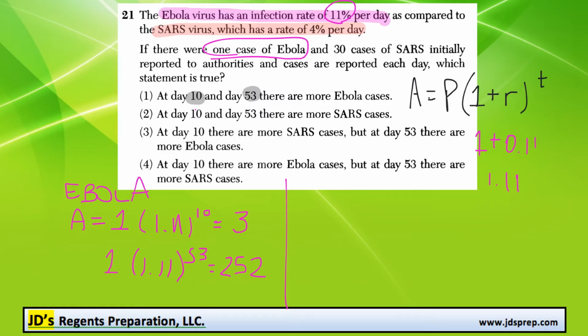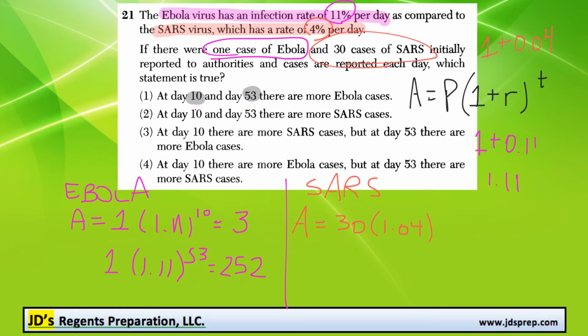Okay, now let's take a look at SARS. So our formula, our initial amount is 30. It starts with 30 cases. And we're going to be multiplying that by 1 plus our rate of increase, which is 4%. As a decimal, that's going to be 0.04. So added together, that would be 1.04. And we're going to take that to the power of 10.